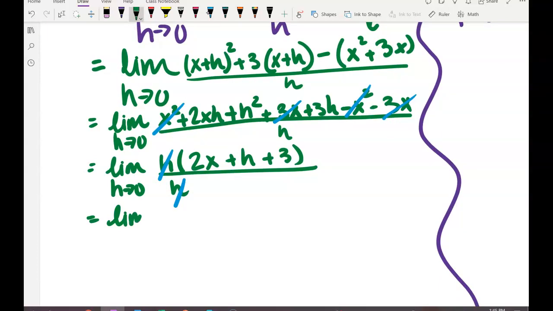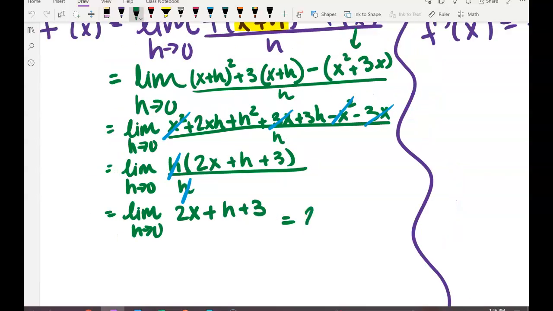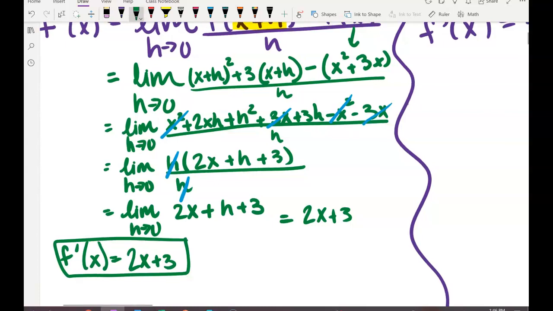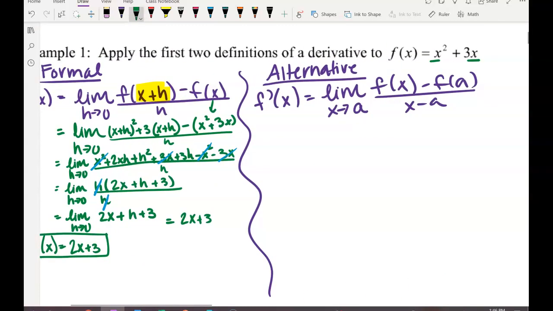So by substitution, I'm going to write this down. By substitution, h is 0, we have 2x plus 3. So students, when it's all said and done, f prime of x is 2x plus 3. This is the derivative of our original equation x squared plus 3x. Remember, the derivative is the slope. So this equation represents the slope at all given values of x.